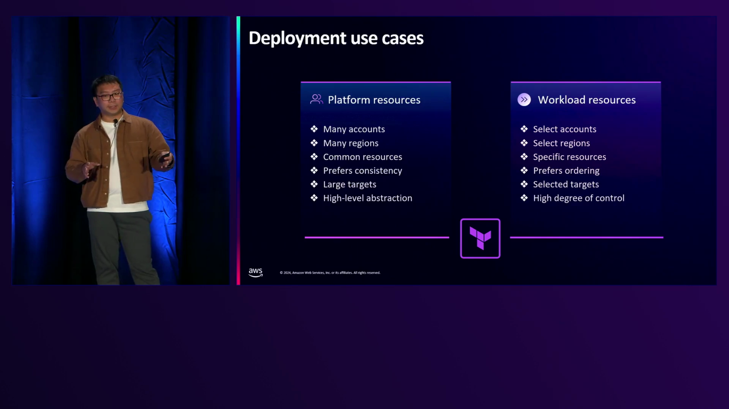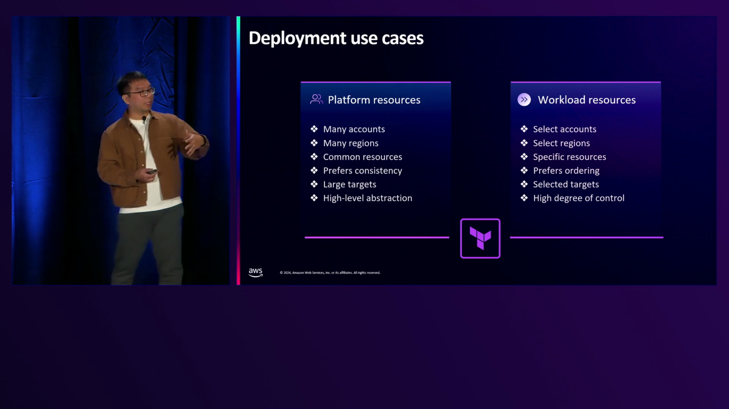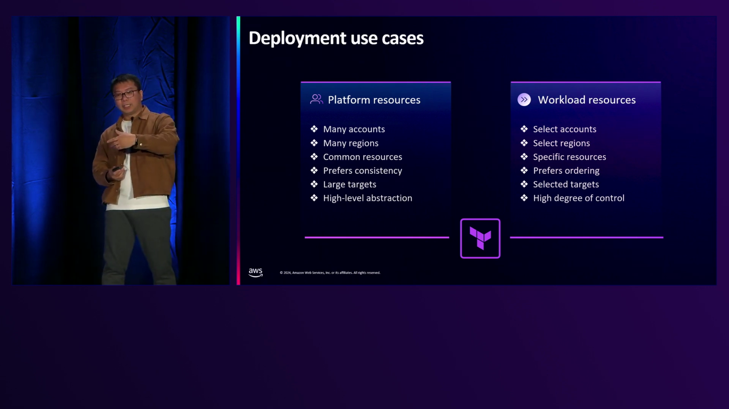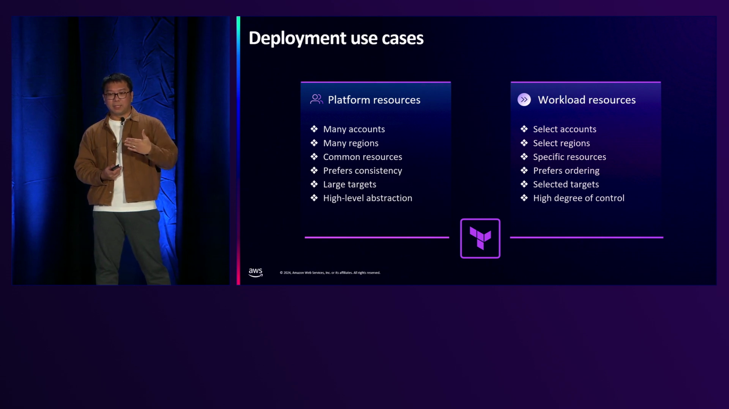So 2 use cases, platform resources, workload resources. At the surface, kind of looks different, right? One is about many accounts, many regions, preferred consistencies. You have large target, and you have higher level abstractions, while the other is workload where you have a very targeted, you have a specific order how you want to deploy your workloads. Regardless, between this platform and the workload resources, there's still challenges in terms of how you manage the workflow and the stage management.